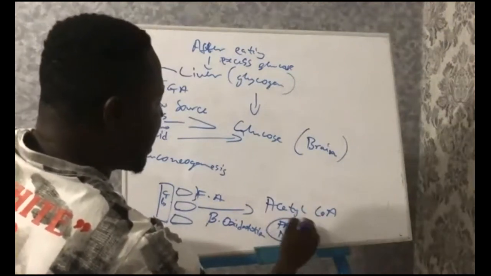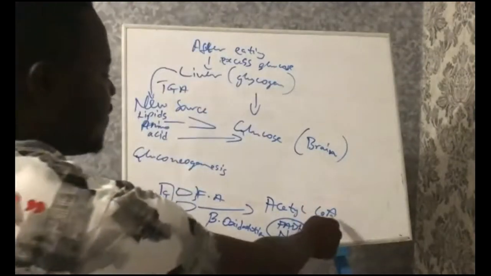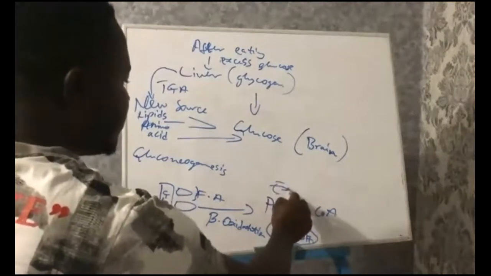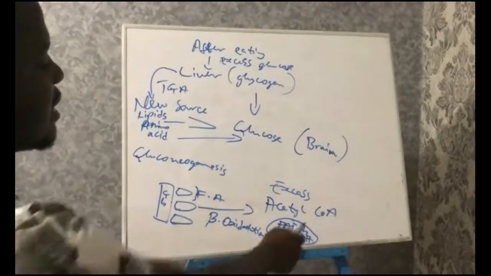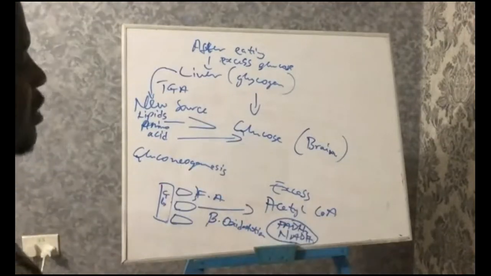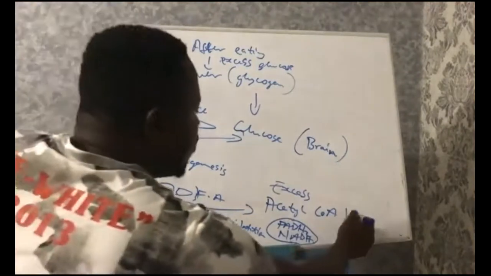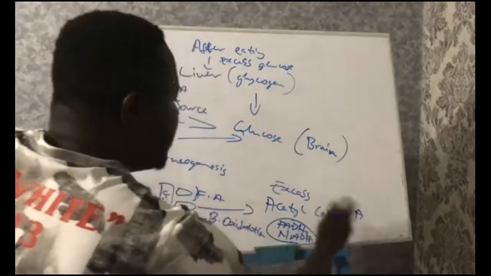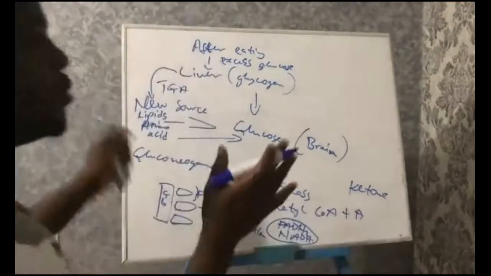These substances ideally will be sent to the mitochondria to produce some sort of energy. But we have excess what? Acetyl-CoA. Ideally, if there is oxaloacetate, this acetyl-CoA should go into the Krebs cycle, but there is no oxaloacetate. So what will happen is that acetyl-CoA will come together to form ketone bodies.